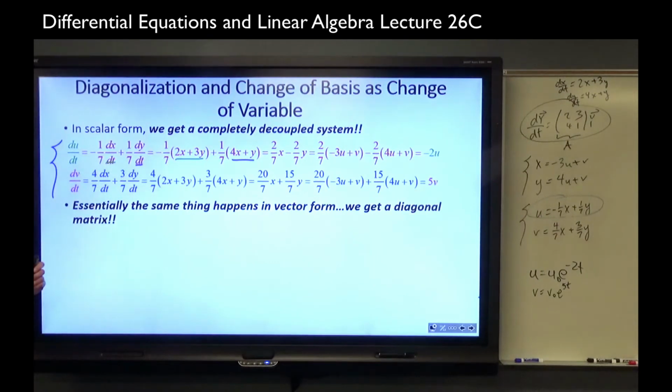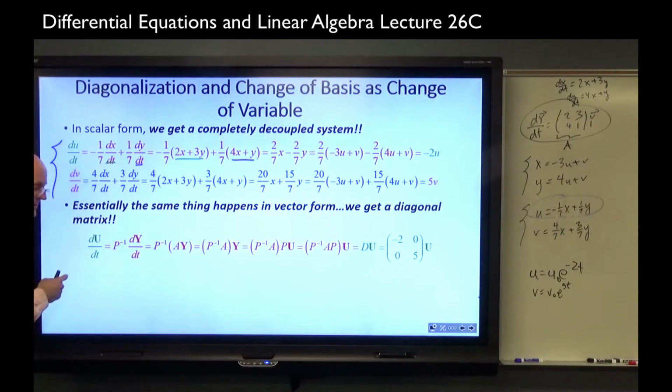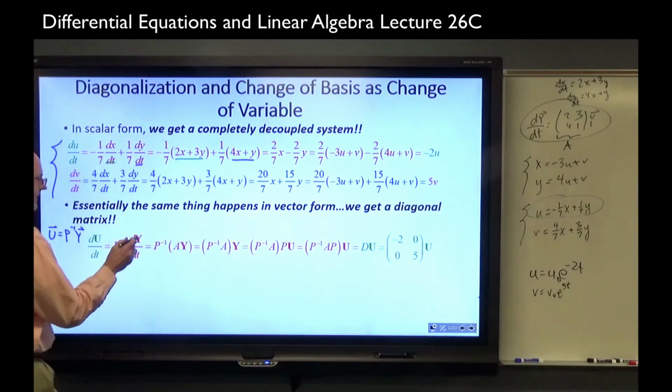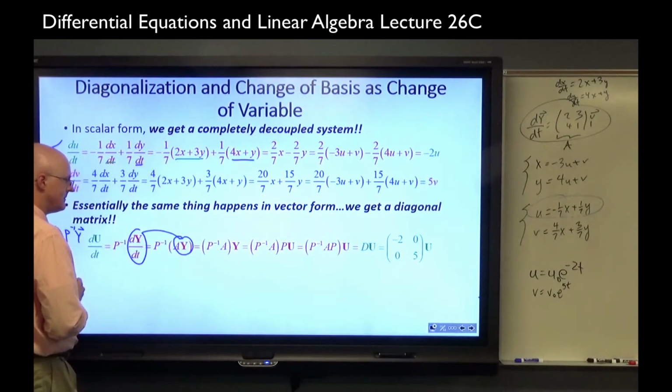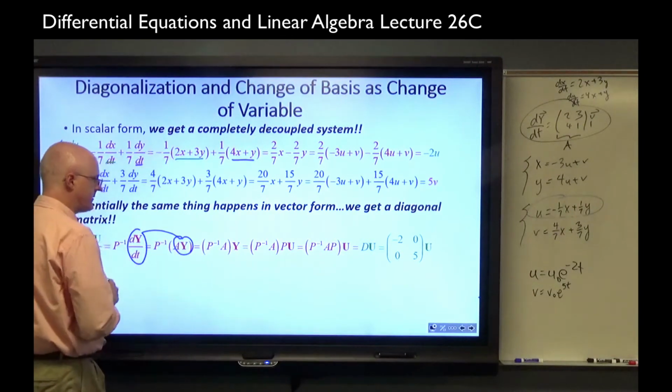Here are the details to confirm that at the matrix vector level. The derivative of the vector u with respect to t, because u equals the constant matrix P inverse times y, is that constant matrix P inverse times the derivative of the vector y with respect to t. But hey, dy/dt equals A times y. Then I can use the associative property and write this way.